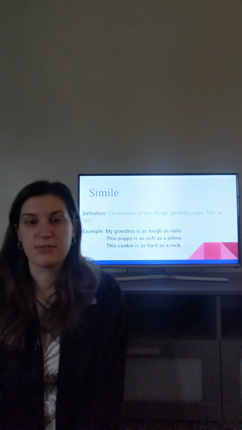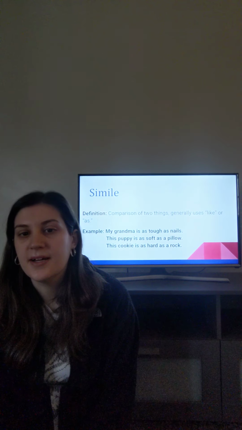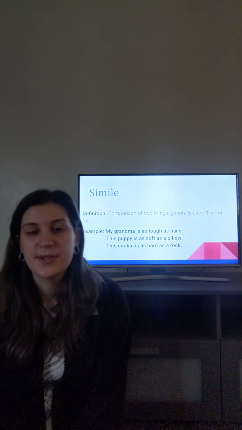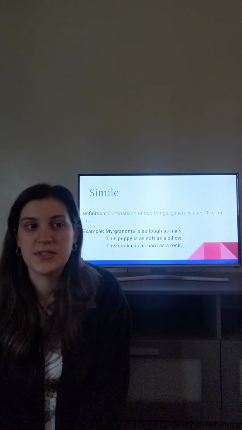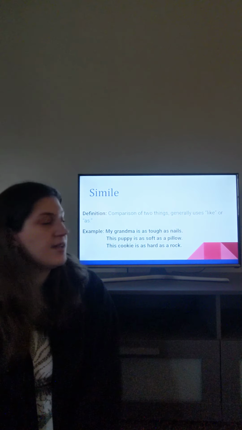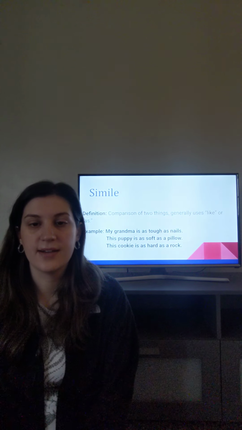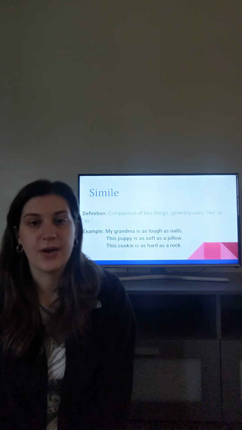Second one, the puppy is as soft as a pillow. Hopefully you all are getting some good snuggles in with your pups if you have them, or cats. But is the puppy literally as soft as a pillow? No, but it's a way to describe the puppy that uses figurative language. Last one I have is the cookie is as hard as a rock. Those are the worst kind of cookies. Is it literally as hard as a rock? I hope not, unless you're a really terrible baker. But there we go. Similes, number 1.